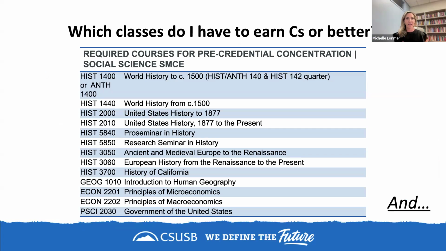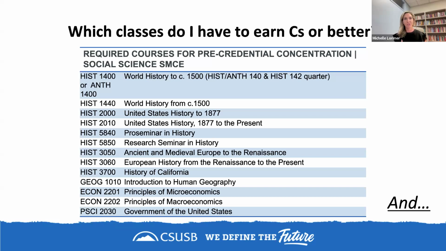So this is the list of the specific courses that you need to take. We're going to go through a few different slides, but here you have to take this list of classes, which are your basic world history classes. And by being in the pre-credential track, the pre-credential concentration, you are required to take these classes anyway. But just so you know ahead of time, this is what you need. So 1400, 1440, and then your US history classes, History 2000 and 2010.